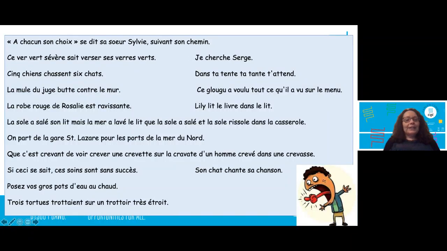On part de la gare Saint-Lazare pour les ports de la mer du Nord. Que c'est crevant de voir crever une crevette sur la cravate d'un homme crevé dans une crevasse. Si ceci se sait, ses soins sont sans succès. Son chat chante sa chanson. Posez vos gros pots d'eau au chaud. Toi, tortue, trotter sur un trottoir très étroit. And if you want more practice, again, you'll find these on YouTube videos.